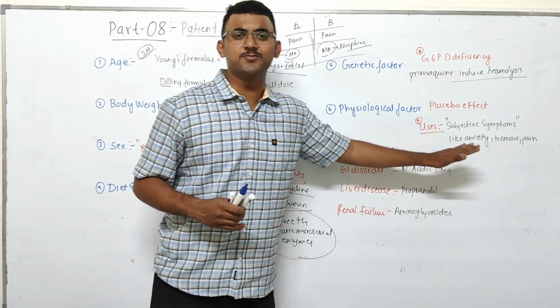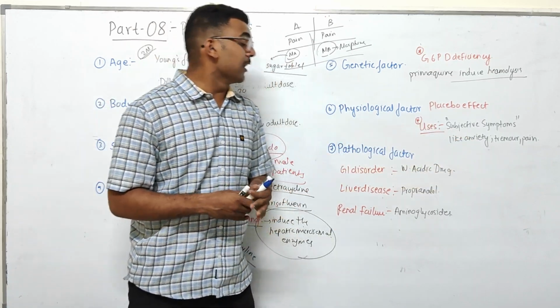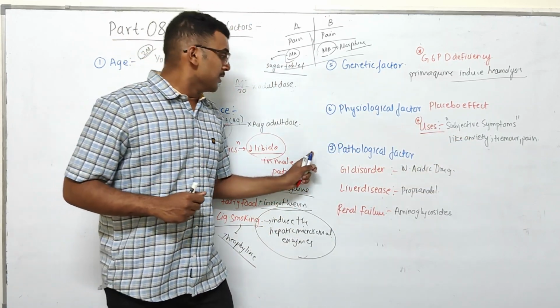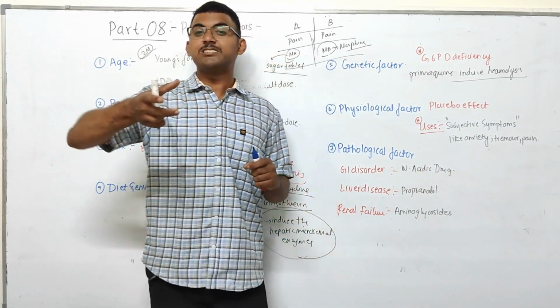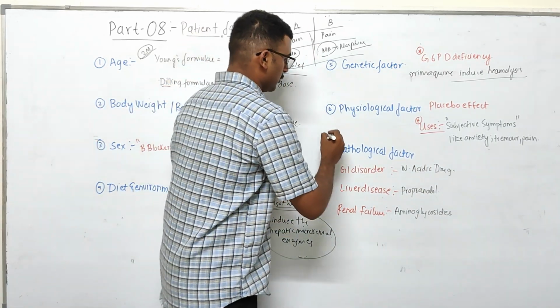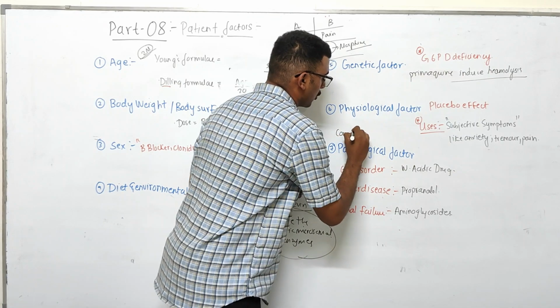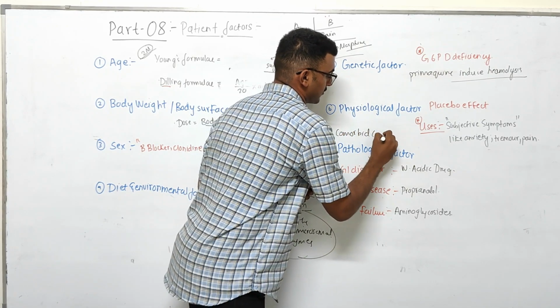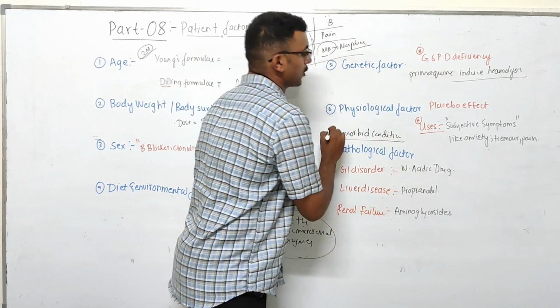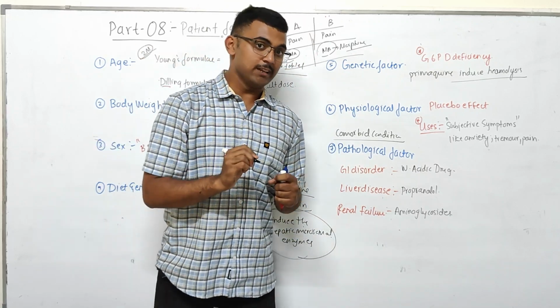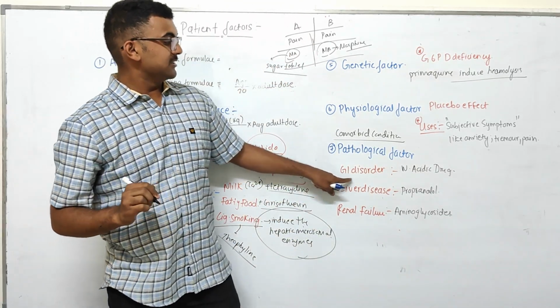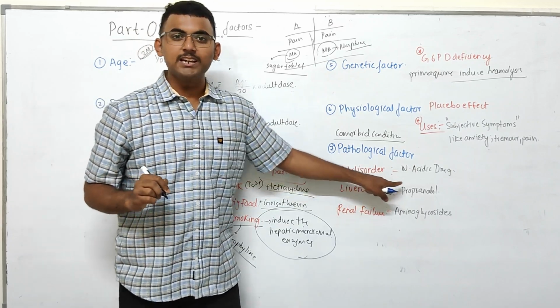I hope you understood about the physiological factor. Now the next one is the pathological factor. Pathological factor means, you can just say it as comorbid conditions. Let's come and understand one by one. The first one over here is the GI disorder.